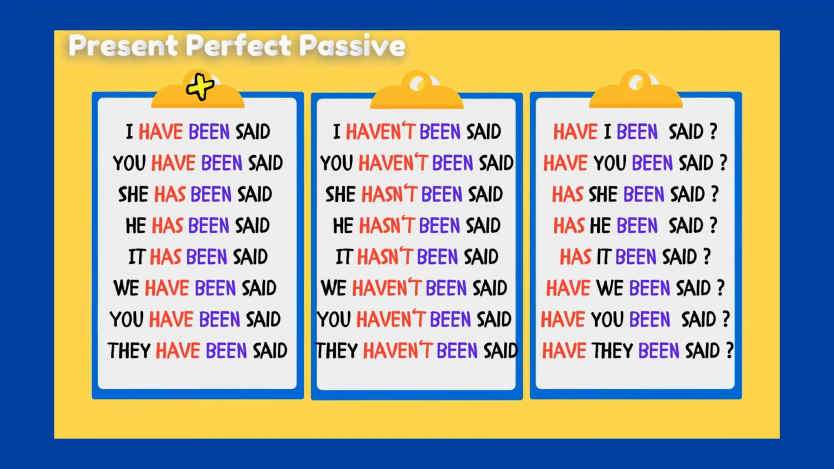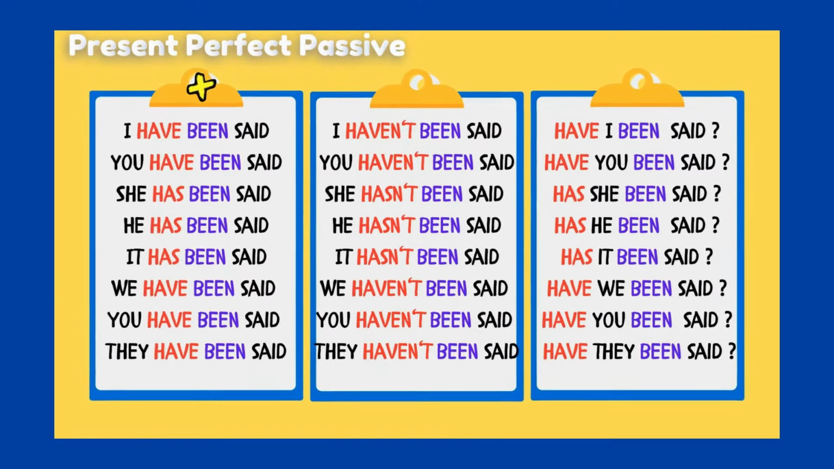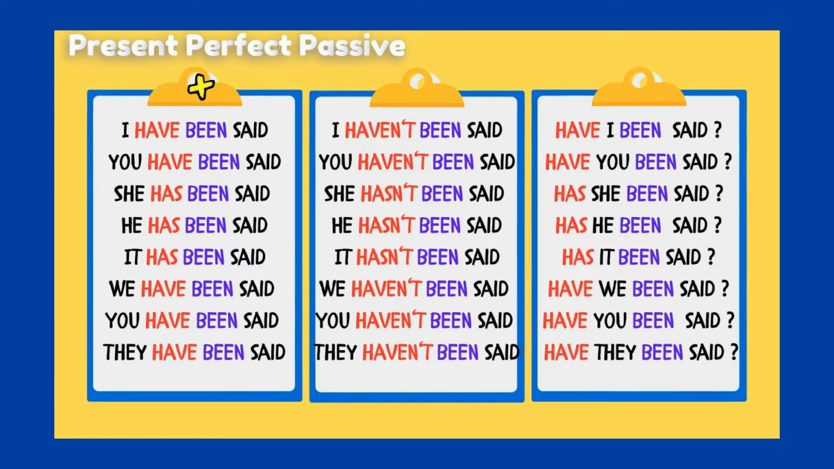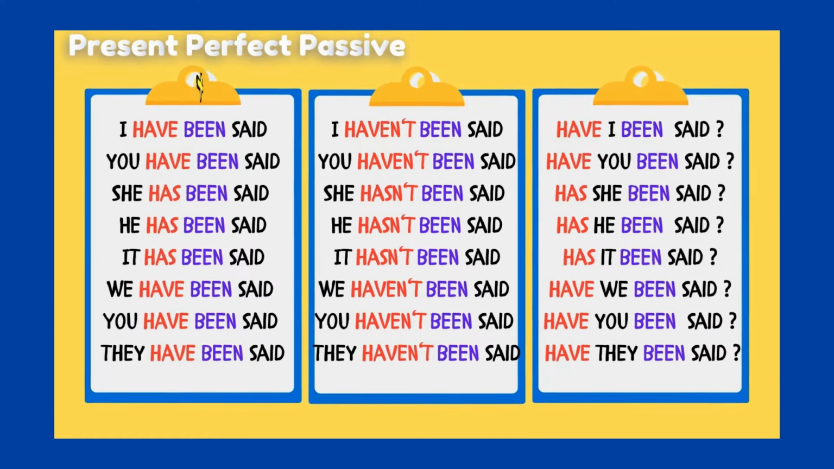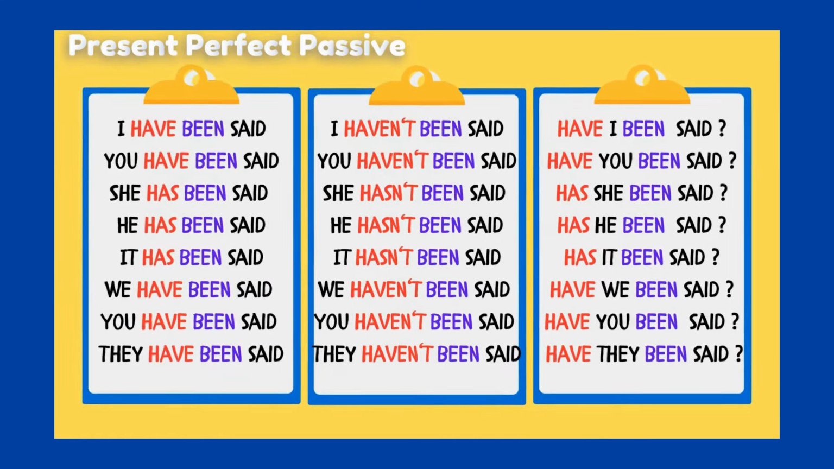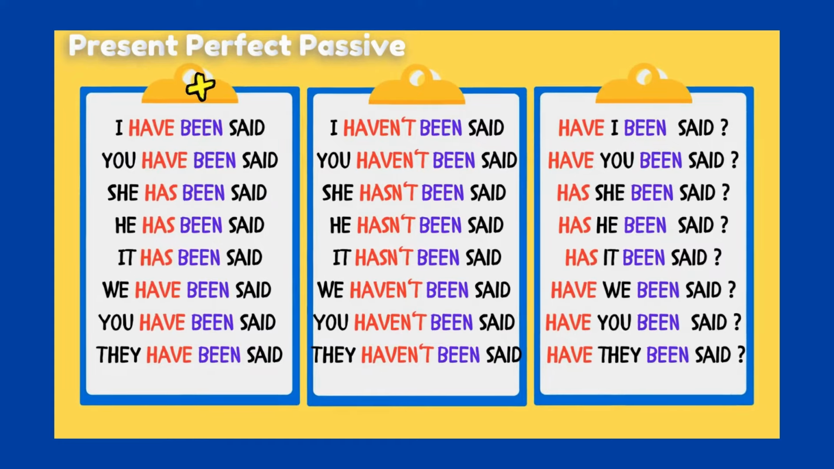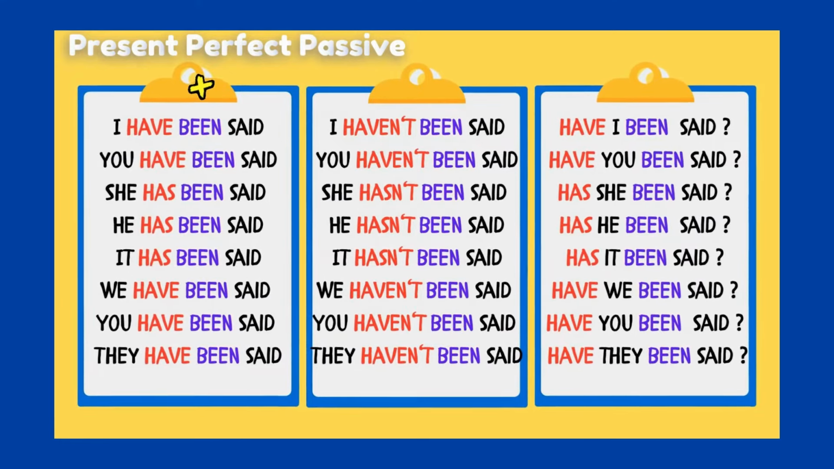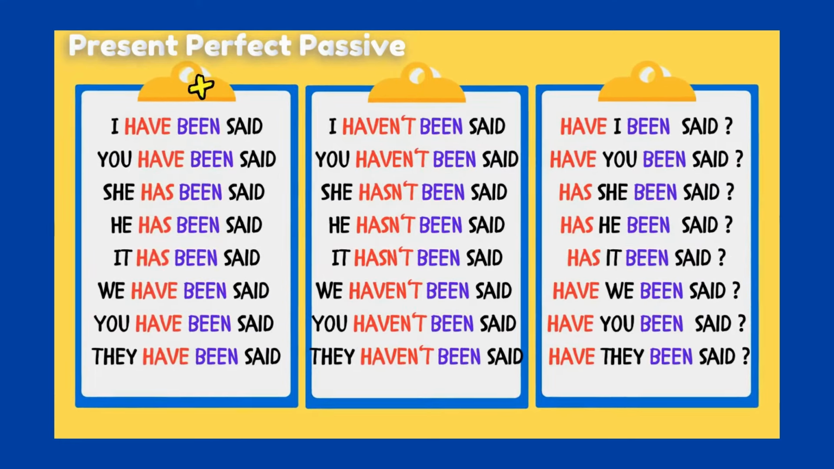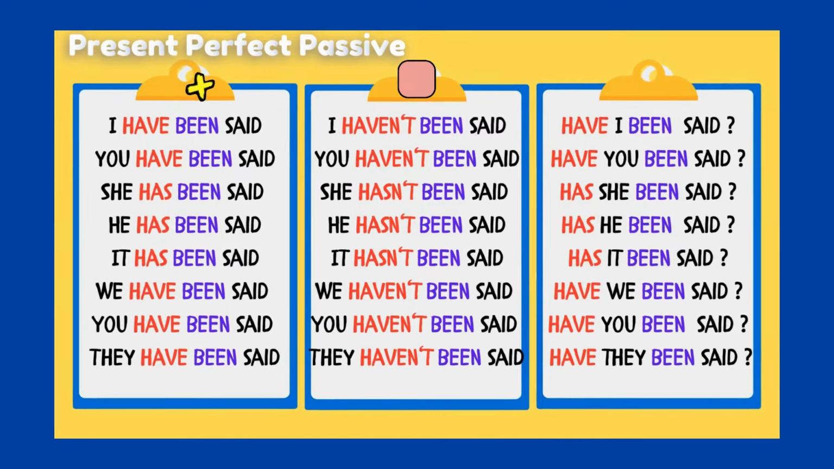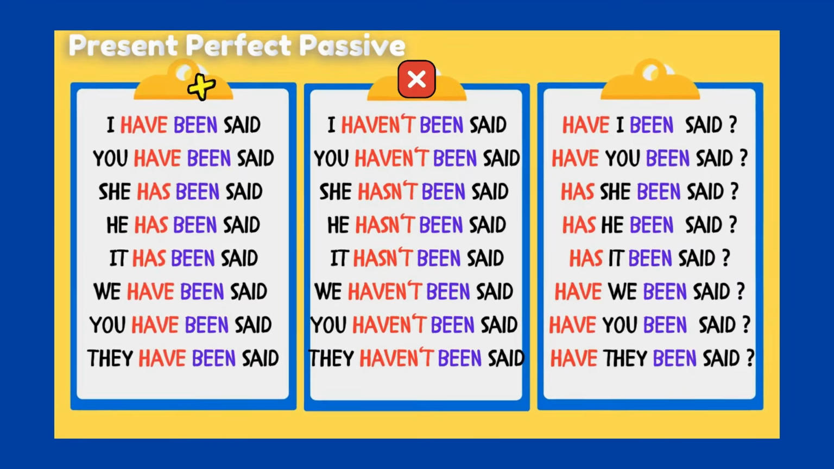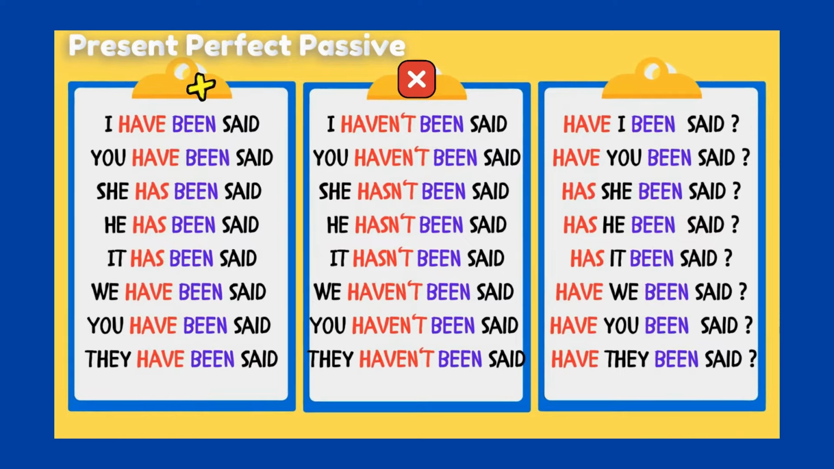For example, in affirmative sentences, I have been said. You have been said. She has been said. He has been said. It has been said. We have been said. You have been said. They have been said.